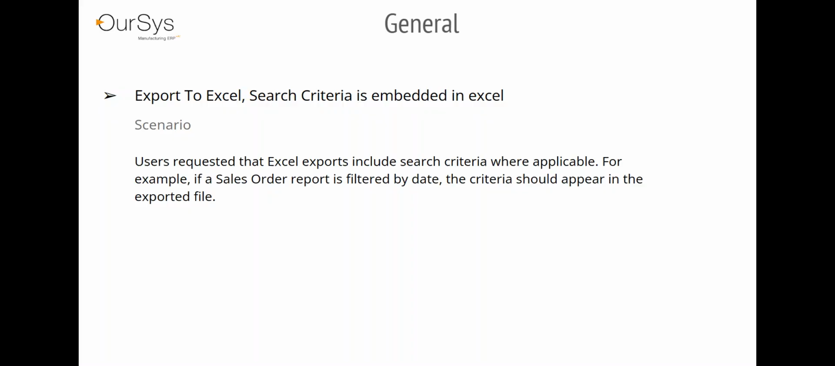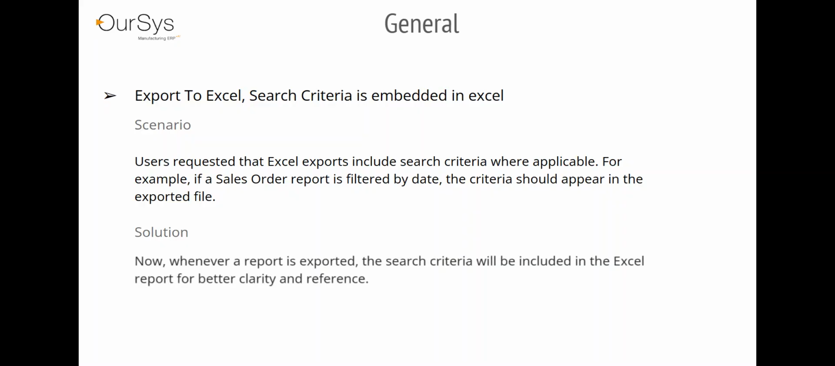Export to Excel: search criteria is embedded in Excel. Previously, when users downloaded an Excel file from any report, there was no provision to check what the search criteria was for that Excel file report. To resolve that issue, in the downloaded Excel file we have introduced a new sheet where the system shows you the actual search criteria that was used to generate that report.